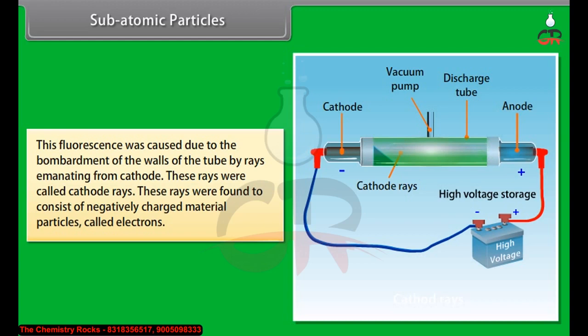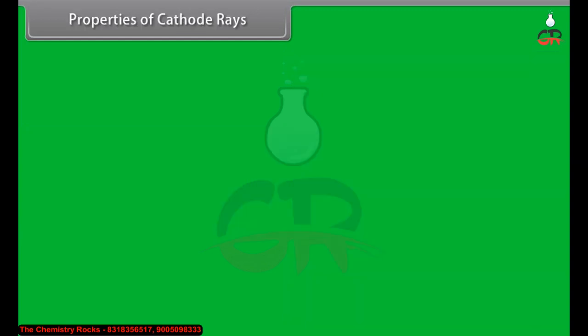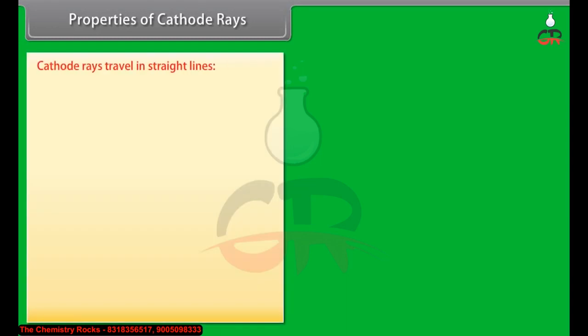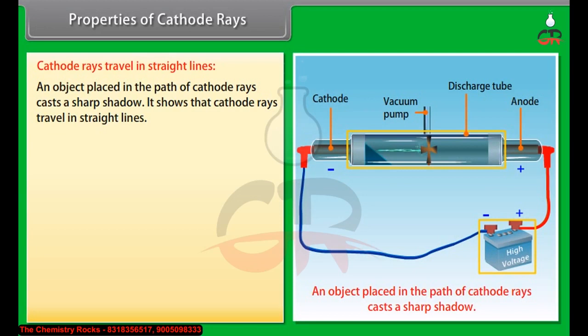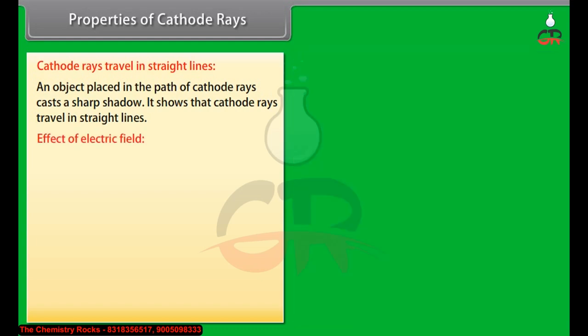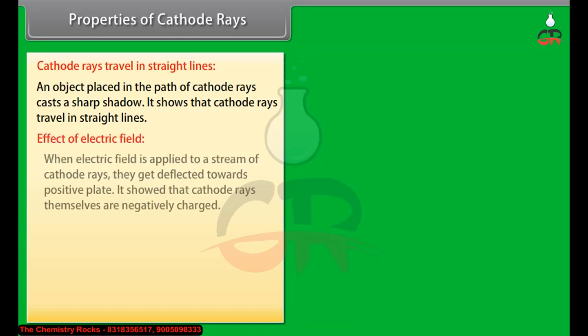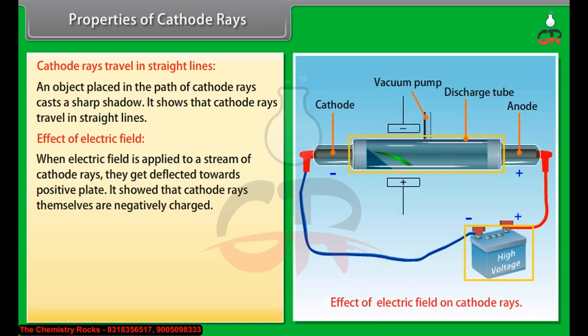Properties of cathode rays. Cathode rays travel in straight lines. An object placed in the path of cathode rays casts a sharp shadow. It shows that cathode rays travel in straight line. Effect of electric field. When electric field is applied to a stream of cathode rays, they get deflected towards the positive plate. It showed that cathode rays themselves are negatively charged.